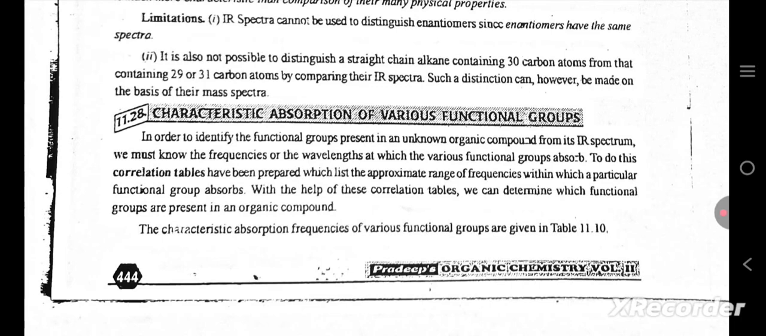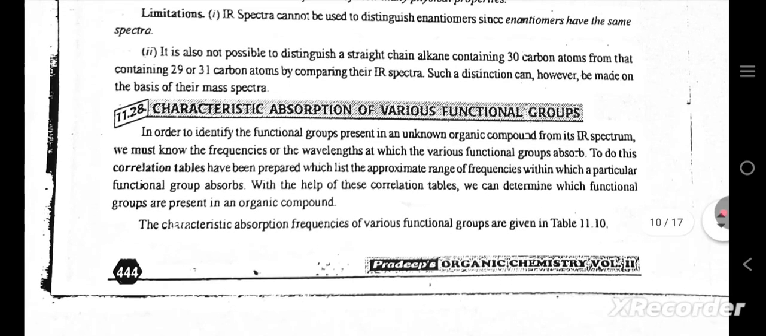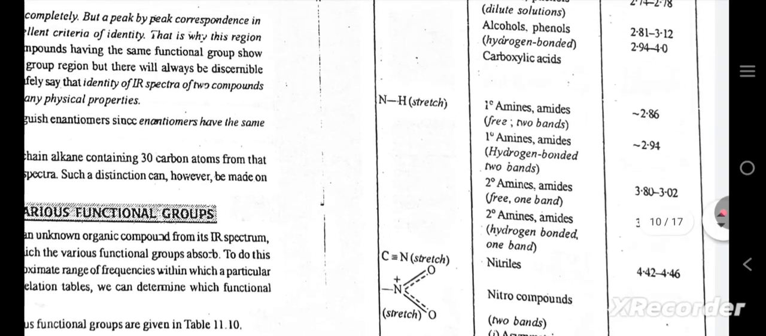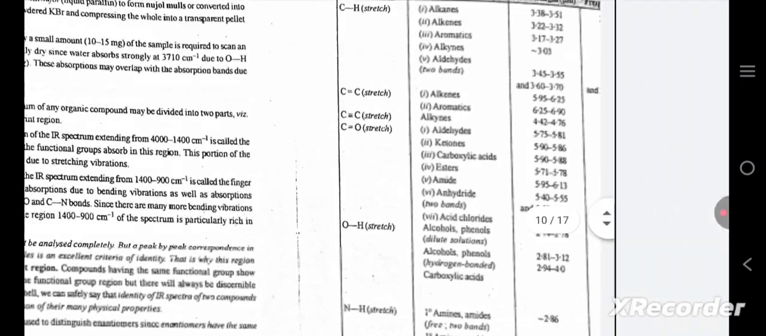Characteristic absorption of various functional groups. In order to identify the functional group present in an unknown organic compound from its IR spectrum, we must know the frequencies or the wavelengths at which the various functional groups absorb. To this end, correlation tables have been prepared which list the approximate ranges of frequencies within which particular functional groups absorb. With the help of these correlation tables, we can determine which functional groups are present in an organic compound. The characteristic absorption frequencies of various functional groups are given in table 11.1. You can look at this table.